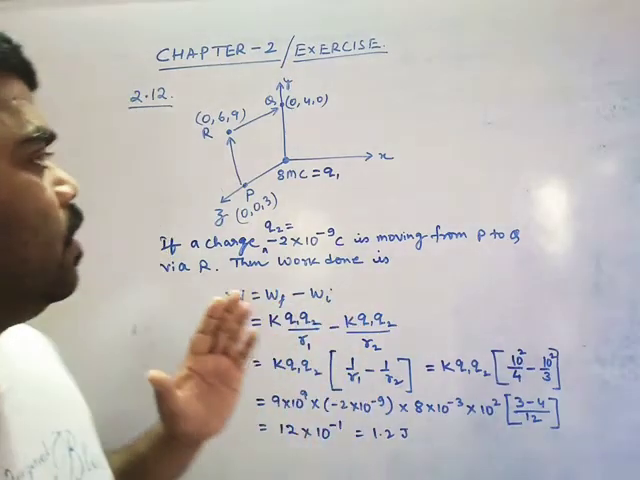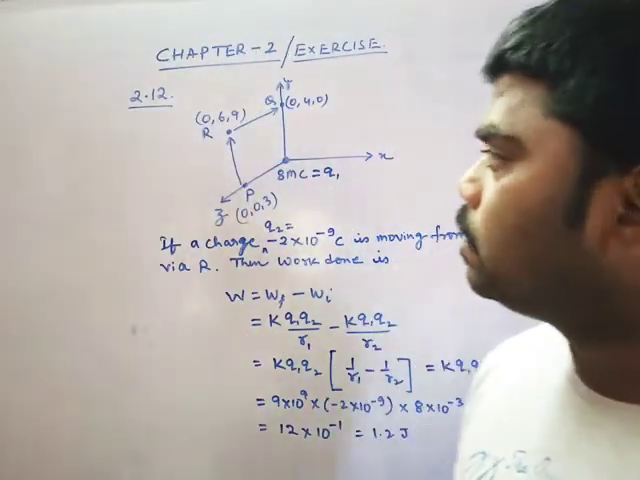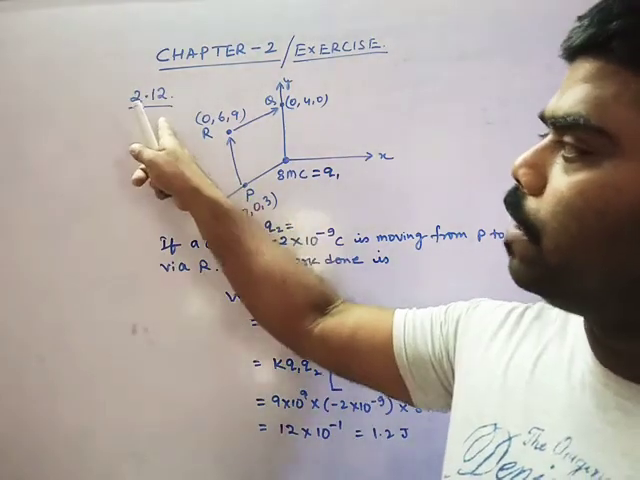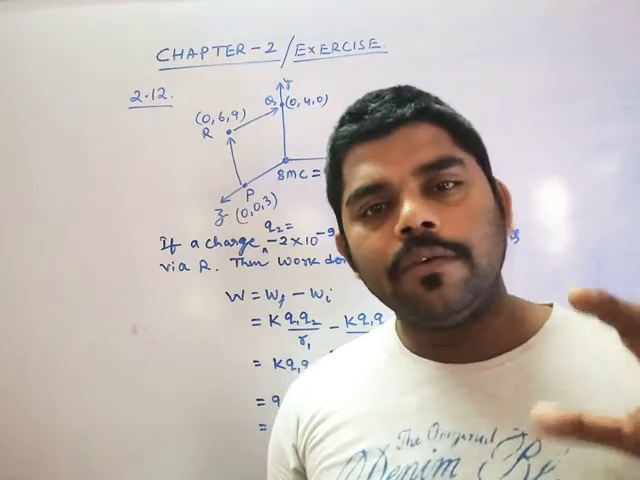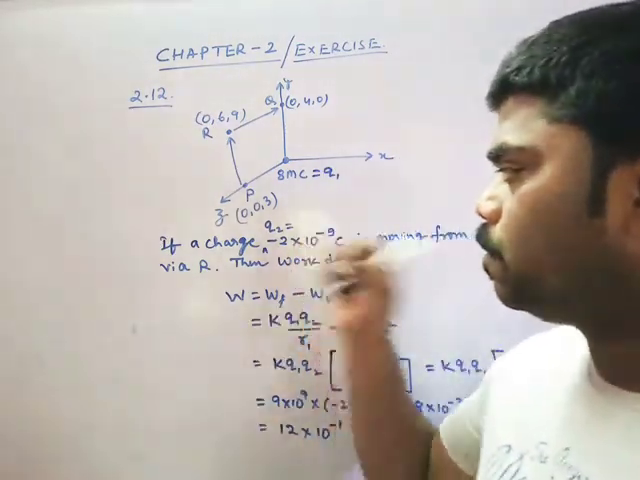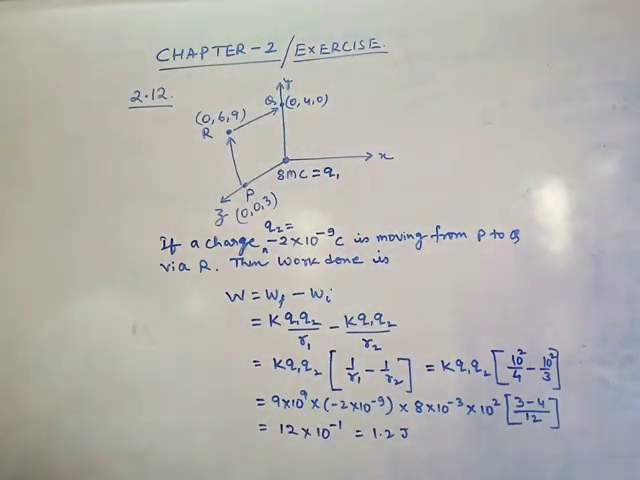As I told you, I will discuss some important numericals here. One of the numericals is in exercise 2.12. This is a part of the addition, but the question was already asked in the board examination. So please pay attention, right? How to solve this one.